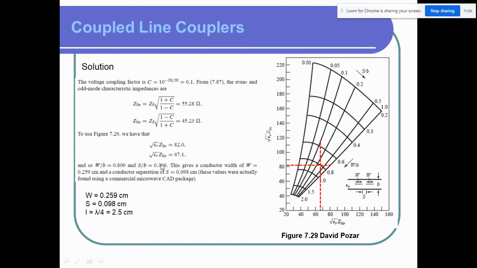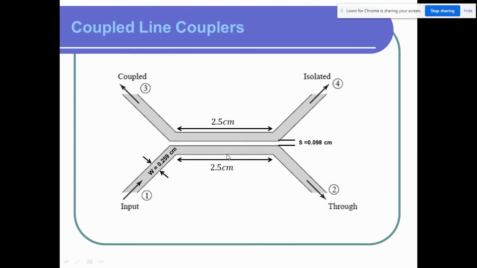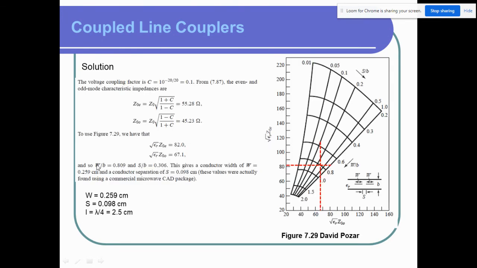We already got these two values, and since we know about B, our B is given as 0.32 centimeter. So we multiply this value with B, we get W of 0.259 centimeter. And the B value we multiply with this value, so we get the spacing, means the separation between two conductors, two coupled lines, is this value.